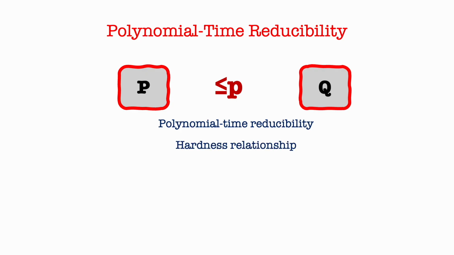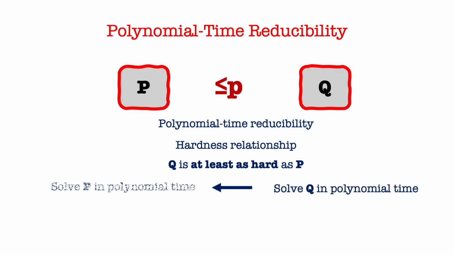In this context, P is polynomial reducible to Q means that problem P is at most as hard as problem Q. In other words, Q is at least as hard as P. If we can solve Q in polynomial time, then we can also solve P in polynomial time by transforming P into Q in polynomial time.